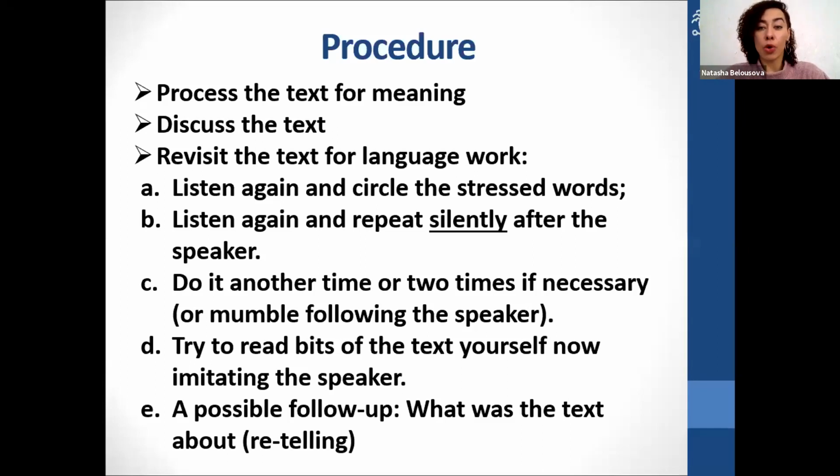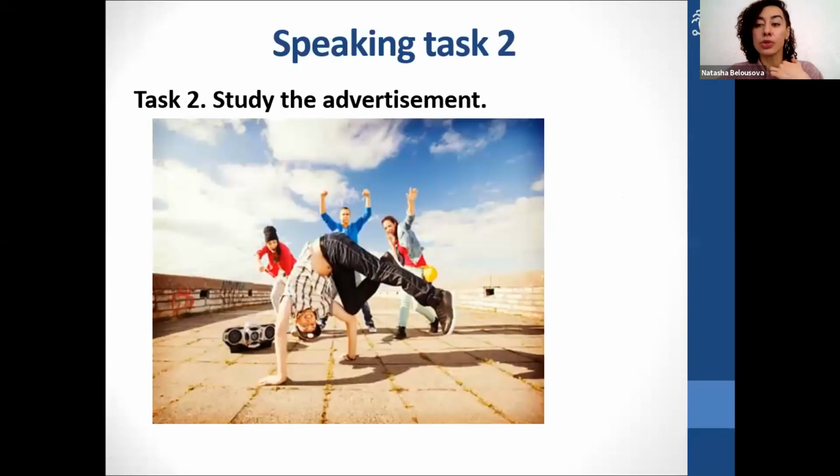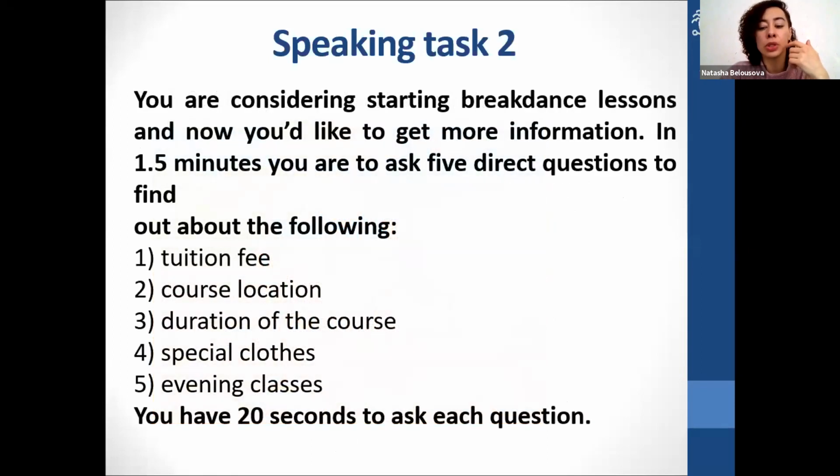Right, we're gonna move on, yeah? Again, use the chat when you need it. And we're gonna look at task 2 now. And as you said, that's 5 direct questions, and usually there is an advertisement. And the students have to look at some information and ask for more details covering the points that are given here in the task. Like ask about tuition fee, course location, duration of the course, special clothes, and so on. Important that the students can't ask about other things.